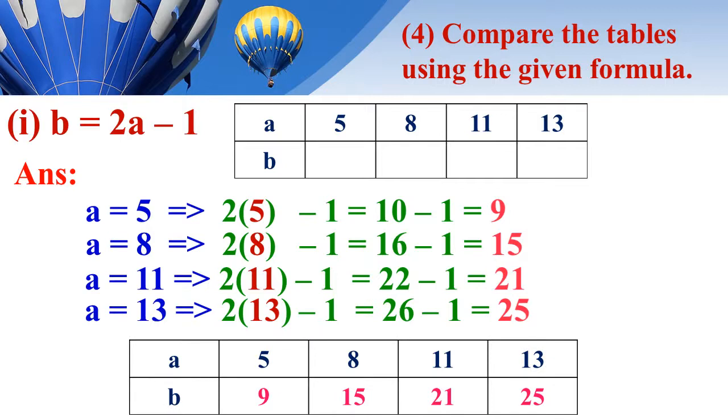So now let us write the values. A equal to 5 means b equal to 9. A equal to 8 means b equal to 15. A equal to 11 means b equal to 21. A equal to 13 means the b value is 25.